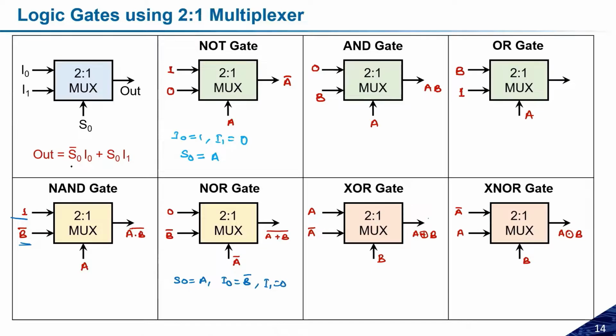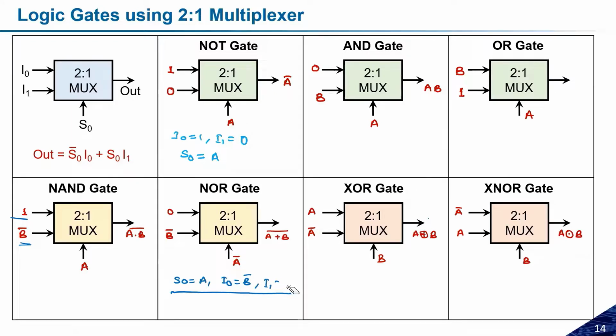So S naught is equal to A. So I will get A bar over here. And I zero is the B bar over here. And this term will become zero. You're absolutely correct. So this will become the optimum one. If we are keeping something like this, S zero is equal to A, I zero is equal to B bar, and I one is equal to zero, in that case you need only one inverter for this one. Absolutely correct.